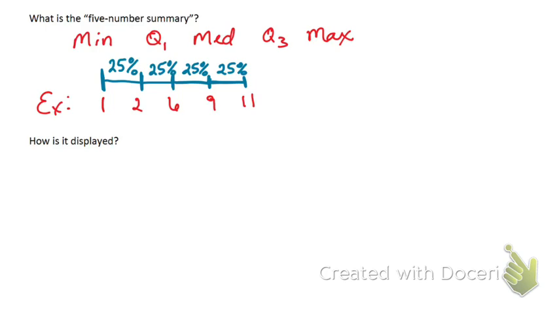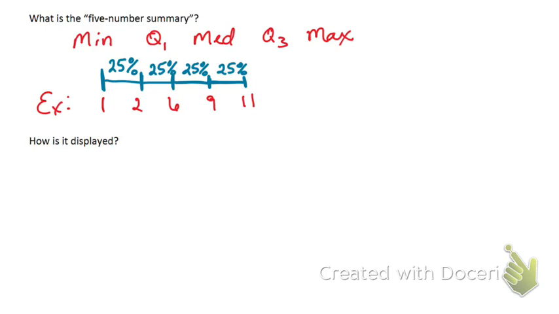Do you guys have any questions on how this works? All right. Are you okay with the fact that this is 25% and it's only a difference of 1, and this is 25% and it's a difference of 2? Do you know why that is? Because it's in percentages. It's 25% of the data and 25% of the data. It's okay if they're spaced out differently.